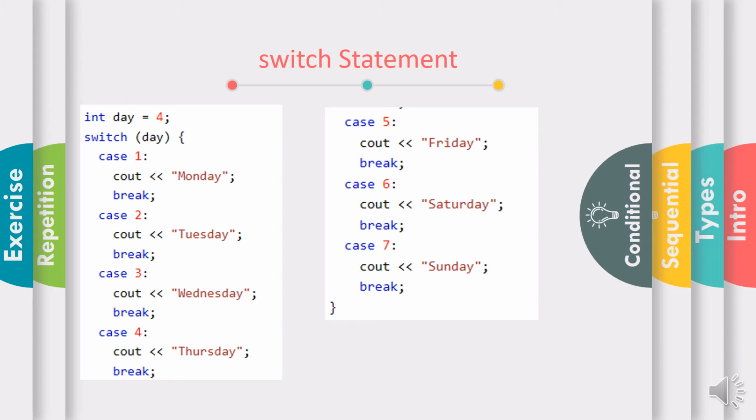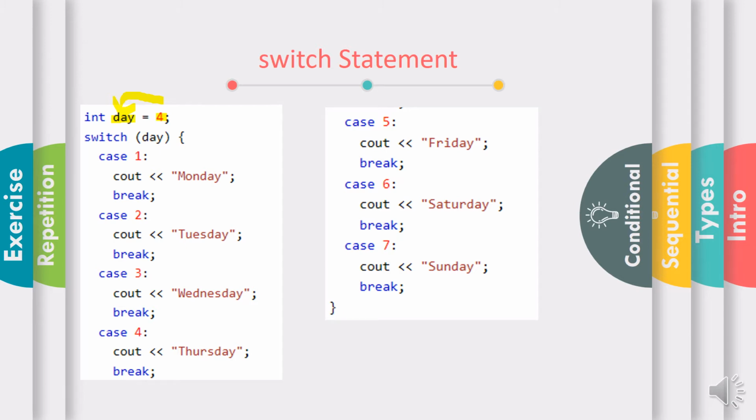So, this is the example for the switch statement. With the help of this example, you will easily understand the concept of a switch statement. First of all, we have declared a variable named day. This variable is of data type int and we have assigned the value 4 to the variable day. So, it means that day is a variable which has the value 4.